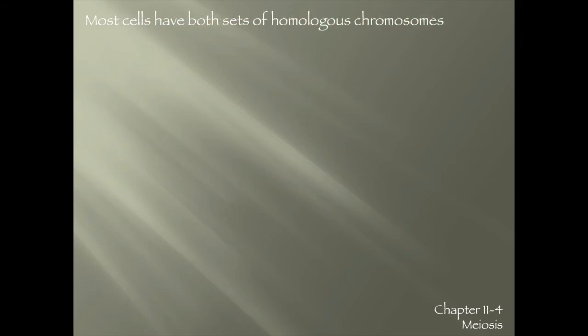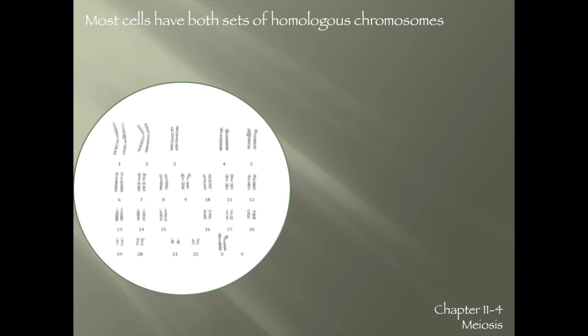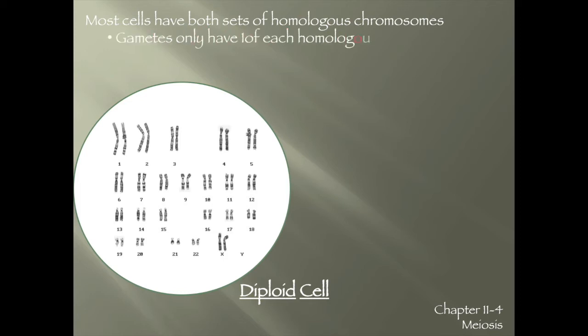Stay tuned. So most cells have both sets of homologous chromosomes in our bodies, from skin to muscle, you name it. All right, and that they have 46 chromosomes. We call those cells diploid cells. Gametes, on the other hand, the very few cells within our bodies that are gametes, again, if you're male, it'll be a sperm cell, female will be an egg cell. Each of those would only have one of each chromosome.